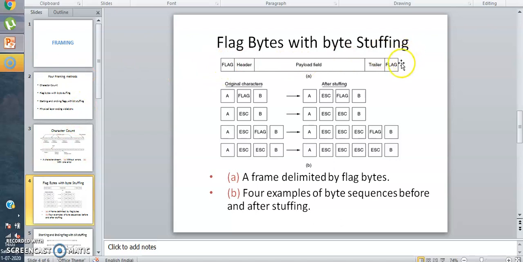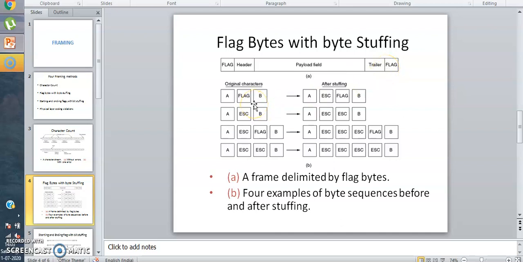Here we will be having a flag byte at both ends, as both the starting and ending delimiter. If you consider the figure, here we have 2 bytes, the same bytes, flag bytes. They are called starting and ending delimiters.